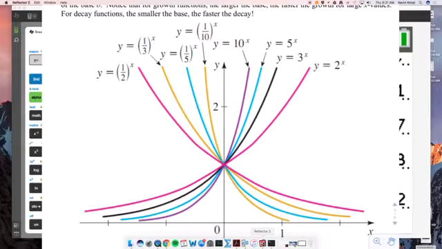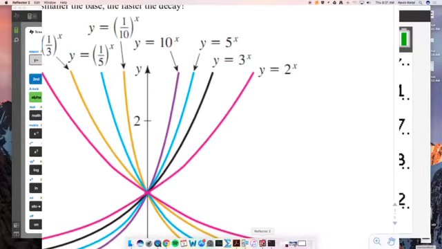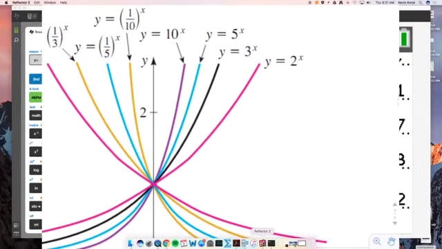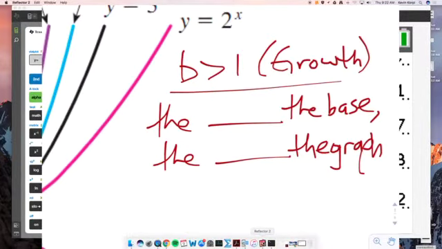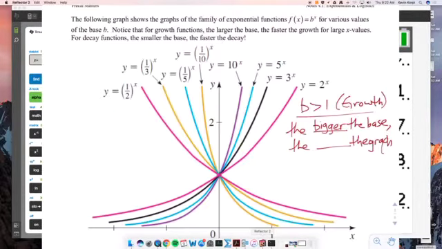So if you notice here, let's make a statement. When the base is bigger than 1, in other words, if we have growth functions, the bigger the base, the blank the graph. What can you say? Well, let me throw it in there for one of those. The bigger the base. How about that? The bigger the base, what could you say about the graph?